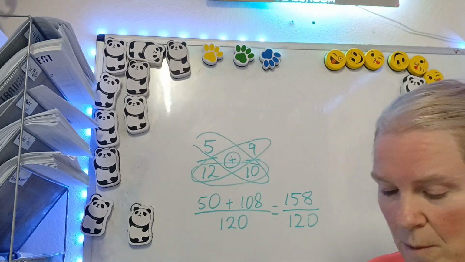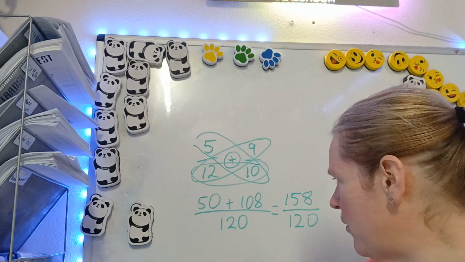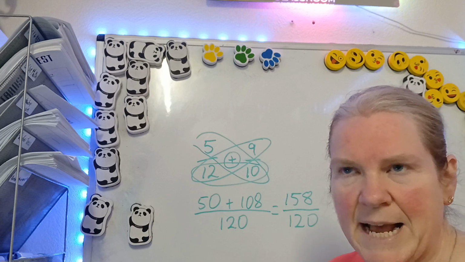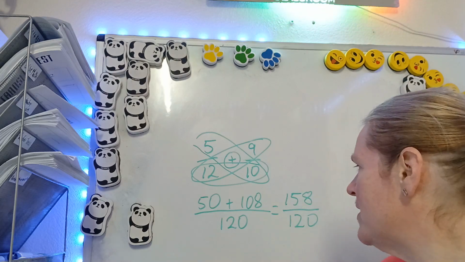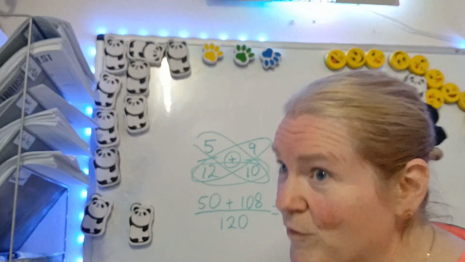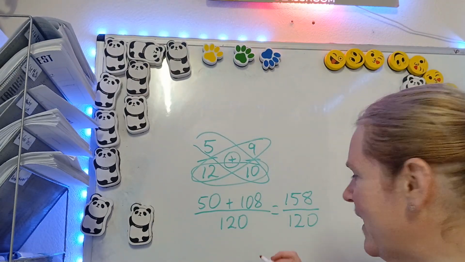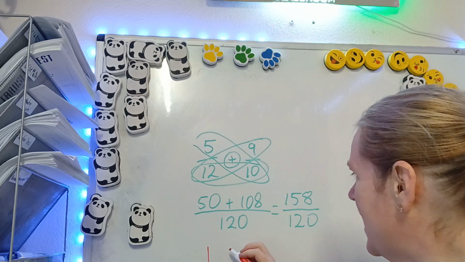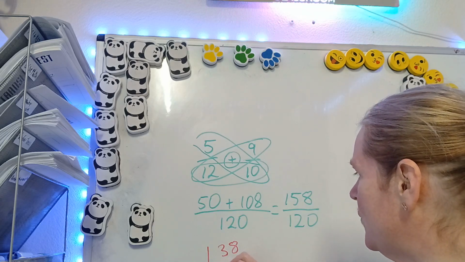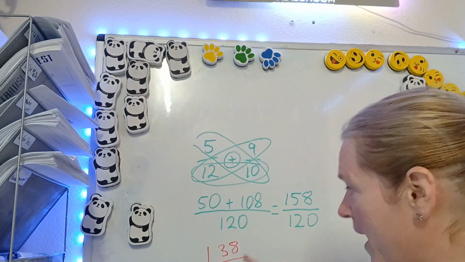Now this has given me a top heavy fraction, and you generally don't leave them in that format. It has to be a mixed number at that point. And that is, whenever we did that thing before where it was a top heavy fraction, we had to turn it in. How many 120s are there in 158? There's 1. How many's left over? 38 is left over.